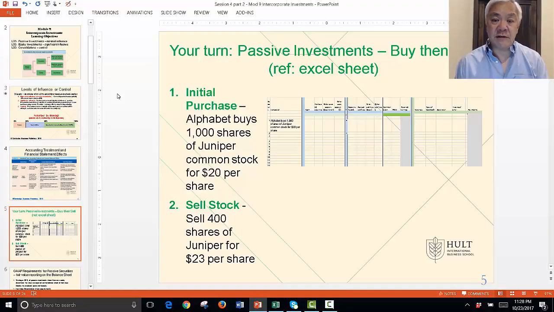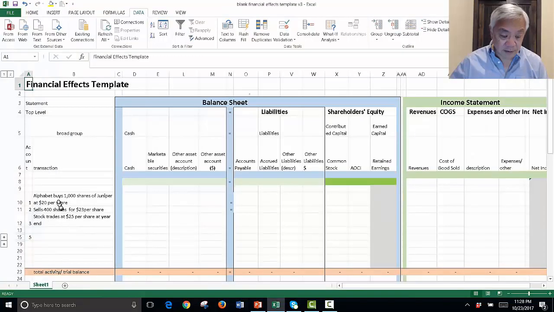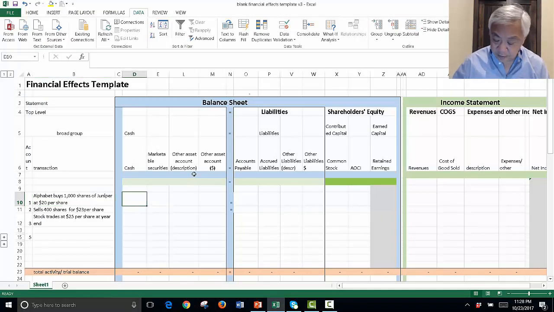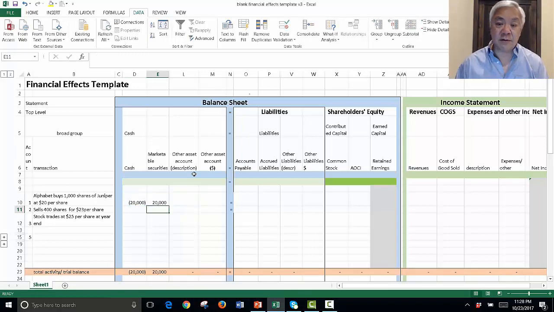We're going to show some illustration of how we do this using the financial effects template. We'll look at an example where Alphabet buys 1,000 shares of Juniper common stock at $20 a share. All right, so here on the left side, we show that Alphabet buys 1,000 shares and it's in cash. So it's negative cash, negative 1,000 times the price per share of 20. So we will spend $20,000 for this investment. Marketable securities will go up by that same amount. It goes up 20,000. So this should be pretty straightforward. We had cash go out, that's a negative, and we had investments go up, and that's positive. The dollar amount is the shares times the price per share.